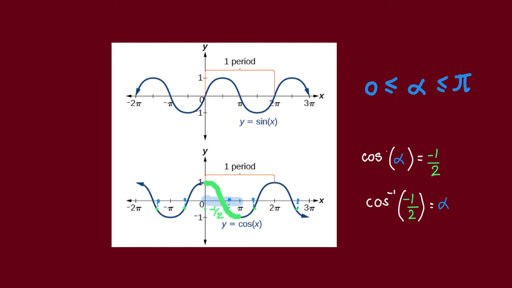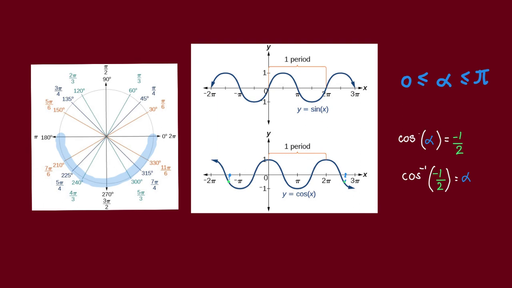Because inside this region, there's exactly one angle whose cosine is minus 1/2. Actually, inside this region, there's exactly one angle whose cosine is equal to 1, exactly one angle whose cosine is equal to 0, exactly one angle whose cosine is equal to minus 1, exactly one angle whose cosine is equal to any number between 1 and minus 1. Thus, it makes sense and it's convenient to define cosine inverse of any number, for example minus 1/2, to be the unique angle in this interval whose cosine is minus 1/2.